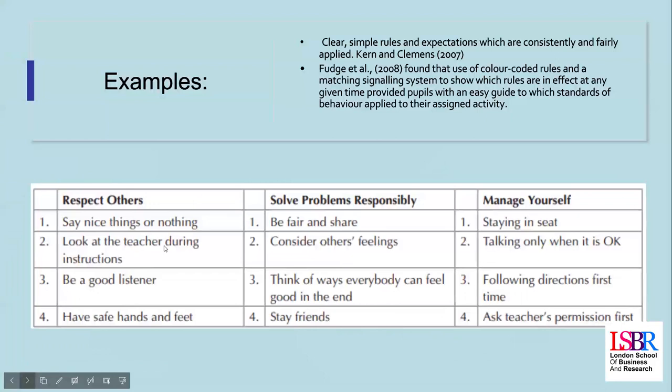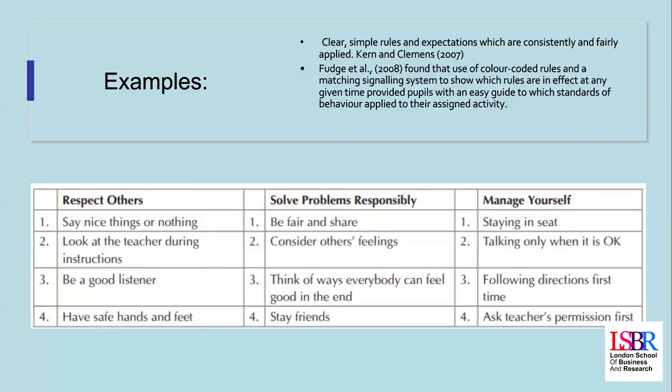So some examples of classroom rules for behavior. Karen and Clemens in 2007 said that clear, simple rules and expectations, which are consistently and fairly applied, will contribute towards better behavior in the classroom. Fudge et al., for example, in 2008, found that the use of color-coded rules and a matching signaling system to show which rules are in effect at any given time provided pupils with an easy guide to which standards of behavior applied to their assigned activity. So that's just two examples from the literature which will help with behavior in your classroom.